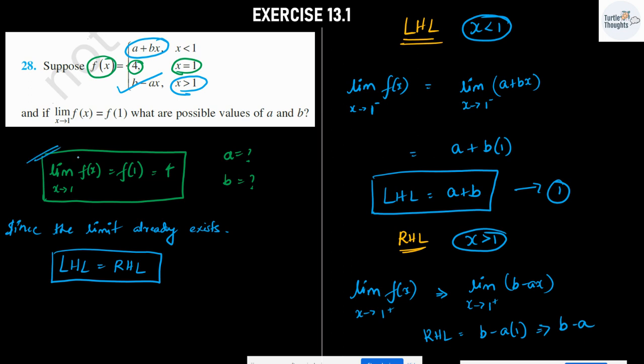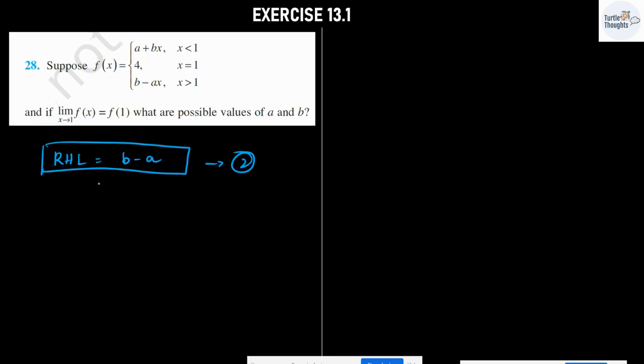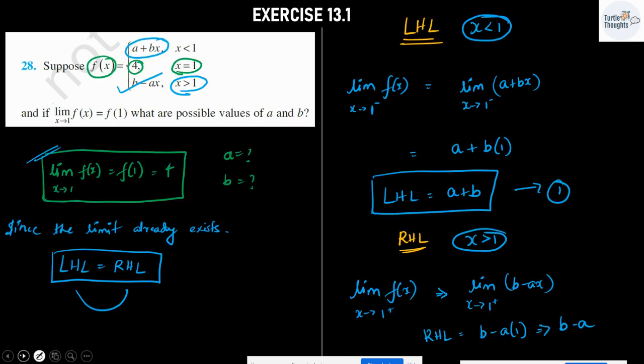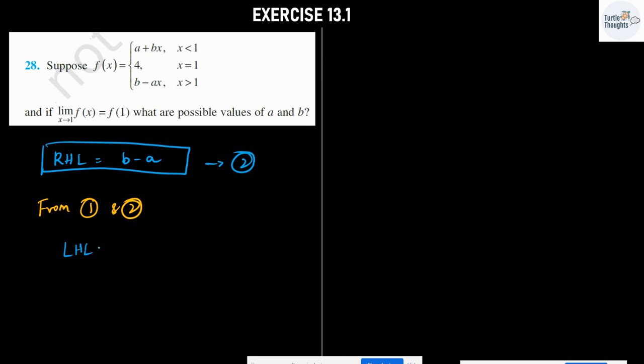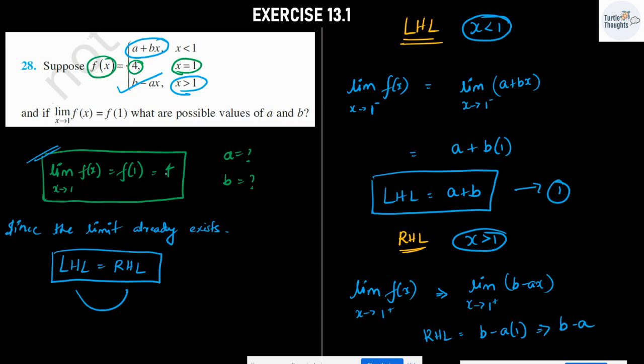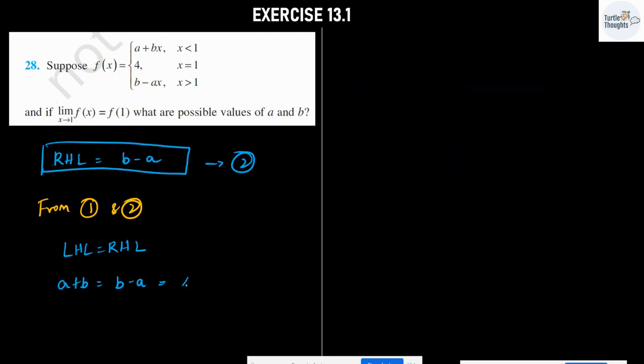Here, since the limit is already given, I can tell both RHL and LHL should be equal. I have got LHL, I have got RHL as well. I just need to substitute both of them. From equation 1 and equation 2, since both are equal, I can tell LHL is equal to RHL. So I can write this as a plus b is equal to b minus a. This should be equal to 4 because the limit is going to exist.